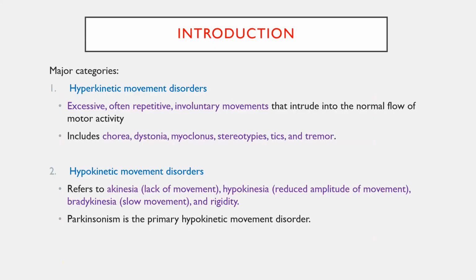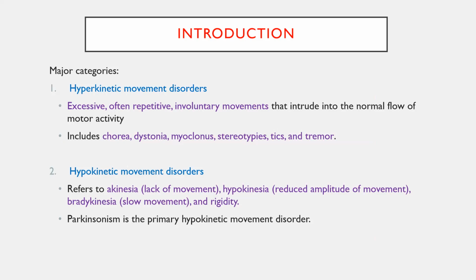So let us come to the introduction about the movement disorders. Major categories would be hyperkinetic and hypokinetic, and you can classify as a primary and secondary movement disorder also. In hyperkinetic movement disorders, the patient will be having excessive, repetitive, involuntary movements that intrude into the normal flow of motor activity. These include chorea, dystonia, myoclonus, stereotypies, tics, and tremor.